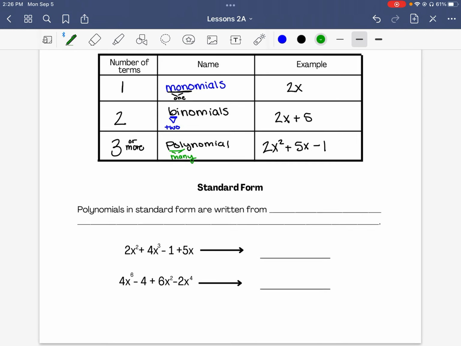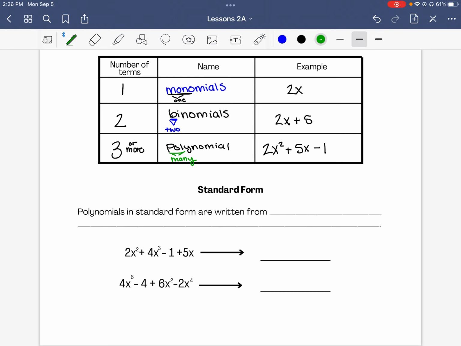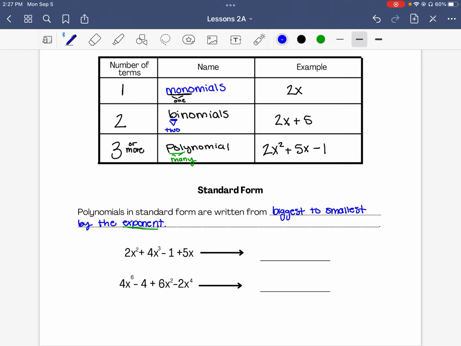Now, the last thing is that we have something called standard form. So sometimes polynomials can be written and they won't be in standard form. But as mathematicians, we want to put them in standard form. So polynomials in standard form are written from biggest to smallest by the exponent. So the exponent is a key term here. This is going to be the deciding factor on who goes first and who goes last.